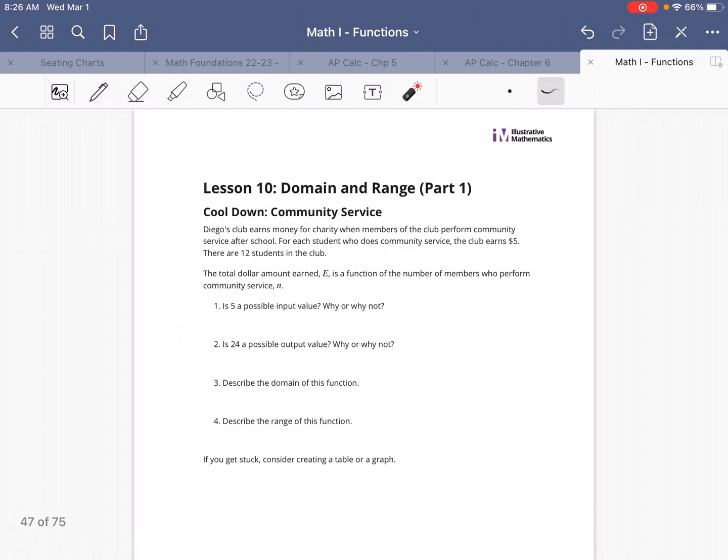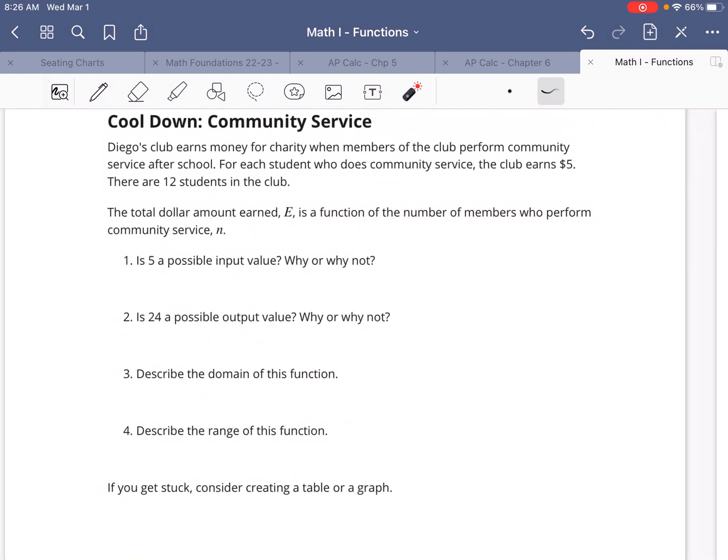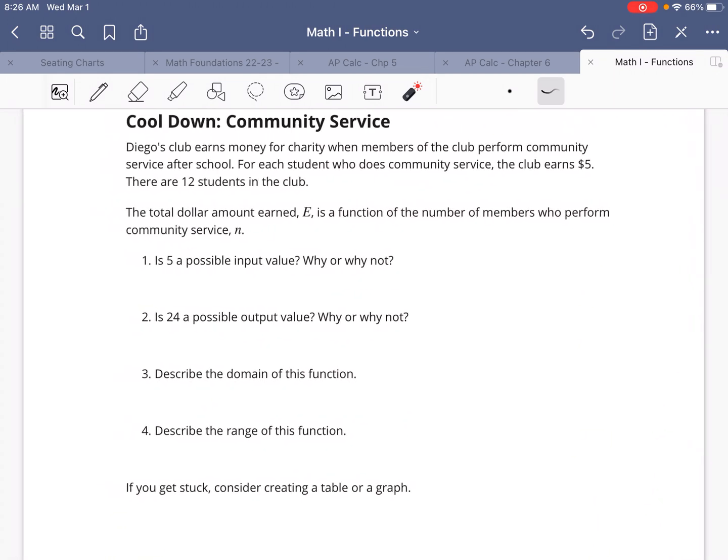Moving on. So let's take a look at the cooldown, community service. Diego's club earns money for charity when members of the club perform community service after school. For each student who does community service, the club earns $5. There are 12 students in the club. The total dollar amount earned, E, is a function of the number of members who perform community service, N. So E is a function of N.